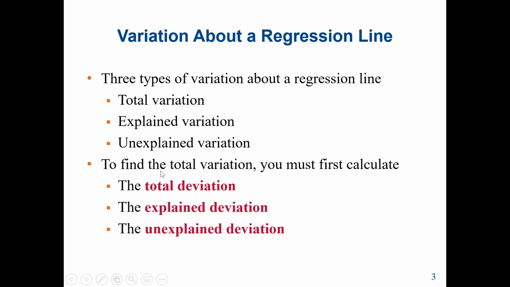And the same thing applies to the explained variations. In order to find the explained variations, we need to find the explained deviation. In order to find unexplained variations, we need to find the unexplained deviation. Then we square them.